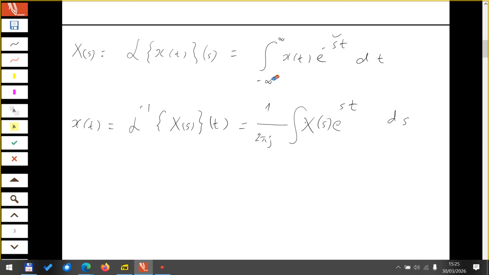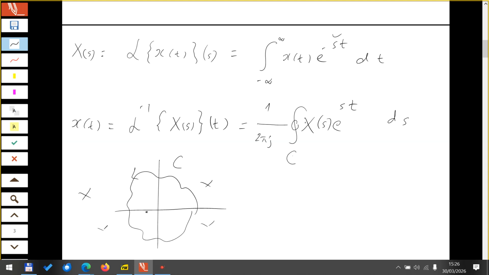Because s is complex, right? So the limits must be complex. So actually, instead of having complex limits, you just say it's a contour integral. It's a contour, and this contour in the s plane has to be a closed path, contour C. This path must avoid all the poles, right? Any poles you have must be outside, right? No, inside, sorry. I think it's inside. I just said the opposite way.